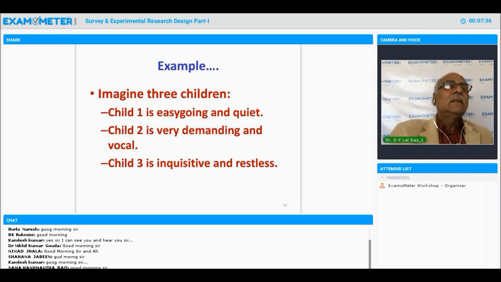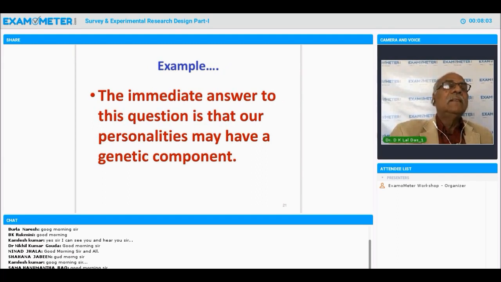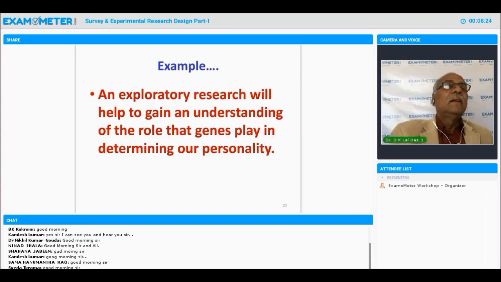Imagine 3 children. Child 1 is easygoing and quiet. Child 2 is very demanding and vocal. Child 3 is inquisitive and restless. Each child seems to have a unique personality. Why is this? The immediate answer to this question is that our personalities may have a genetic component. However, this does not mean that we are born with our personality and nothing else is involved. And exploratory research will help to gain an understanding of the role that genes play in determining our personality.